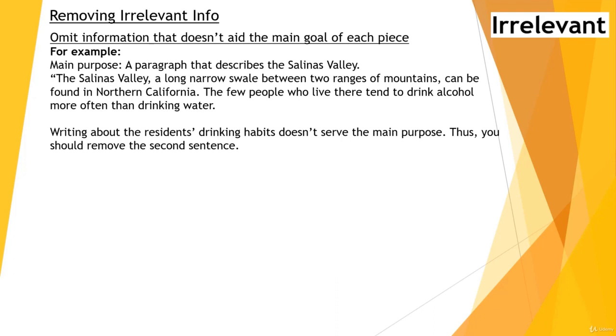For example, main purpose, a paragraph that describes the Salinas Valley. The Salinas Valley, a long narrow swale between two ranges of mountains, can be found in Northern California. The few people who live there tend to drink alcohol more often than drinking water. Writing about the residents' drinking habits doesn't serve the main purpose. Thus, you should remove the second sentence. By looking through the glasses called the paragraph's main intent, you gain a new vision that highlights what's relevant or not.